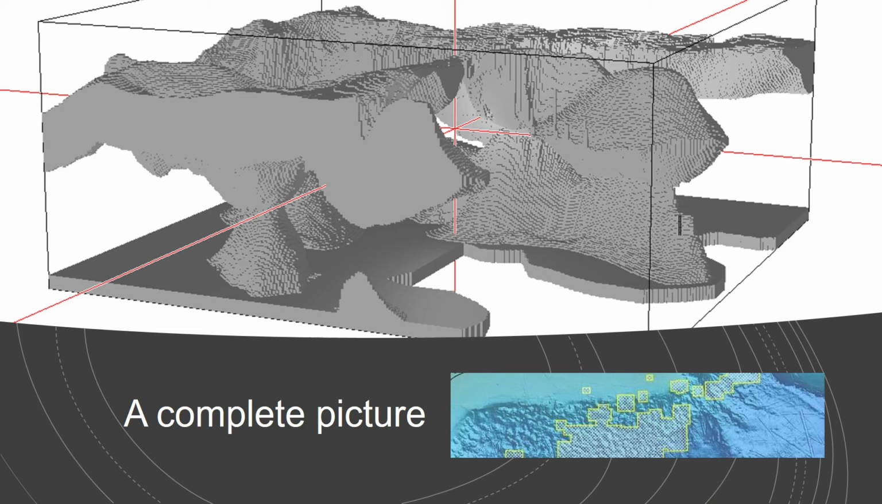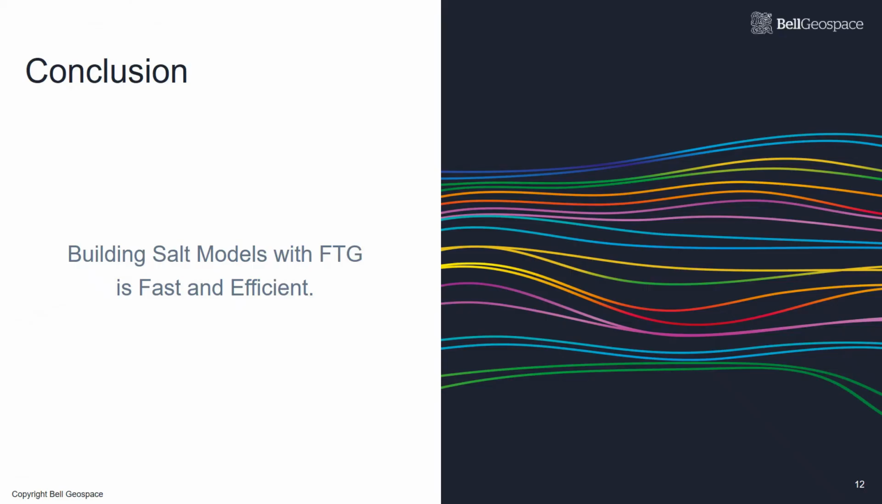Using airborne potential fields data, in particular full tensor gravity gradiometry, is a great way of doing an initial unconstrained inversion and building a salt model that's fairly accurate from the off. You can then easily add your own constraint and have a much more accurate picture of what's going on with the salt model. So, in conclusion, airborne FTG is a great way to build salt models.